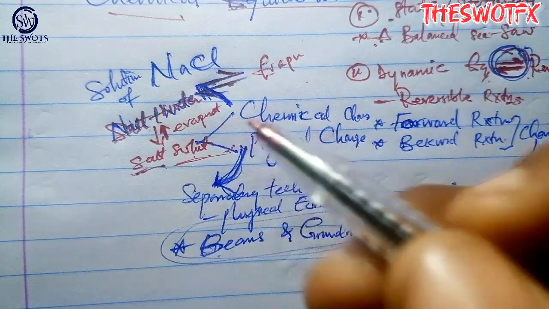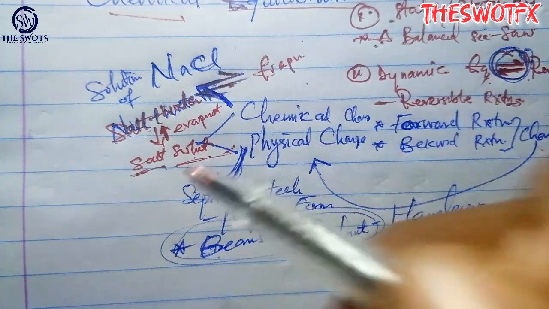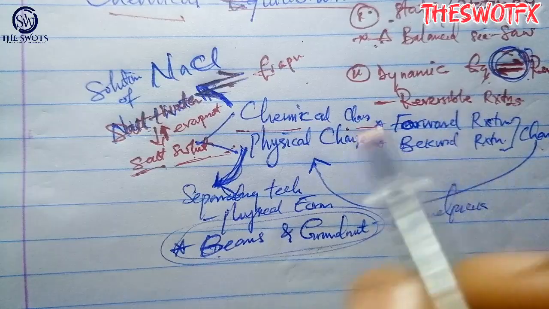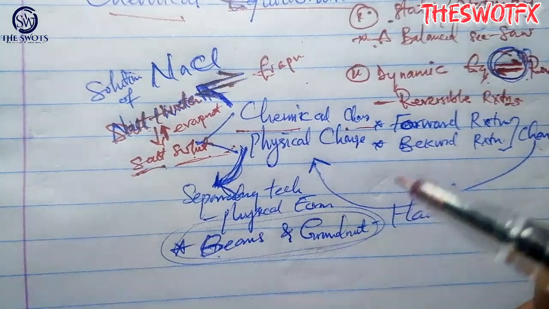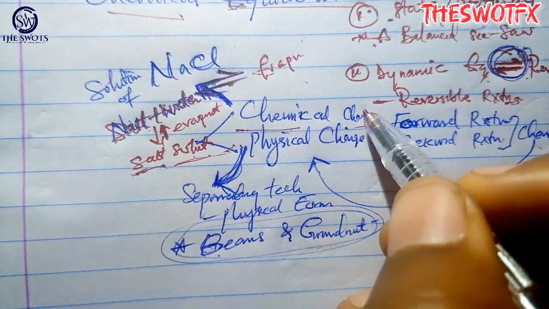I get it now. So meaning that we're able to separate it using a chemical means. We use a chemical means. So that is talking about the chemical change. I get my point now. Physical change involves separation by physical means. Chemical change involves separation by chemical means. Are you getting it now? So this is what will now lead us to explaining chemical equilibrium.